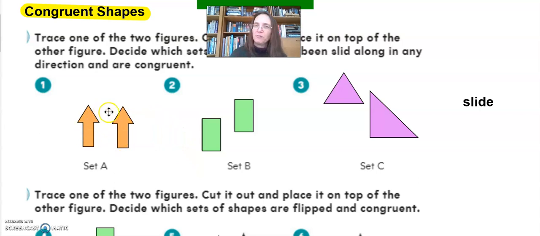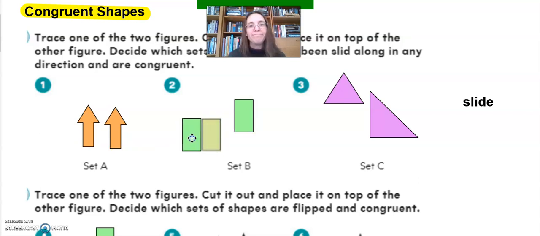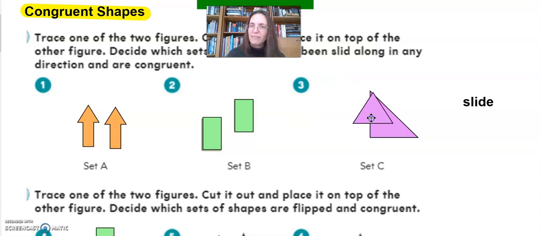So here I have two orange arrows. Are they congruent? Well, by laying them right on top of each other, exactly edges to edges, corners to corners, just like when we are folding origami, we can see that they are exactly the same shape and the same size. Let's try this. If I take this green rectangle away from here, looks pretty congruent. Let's check it with this one though. Whoa, exactly the same shape, exactly the same size. They are congruent.